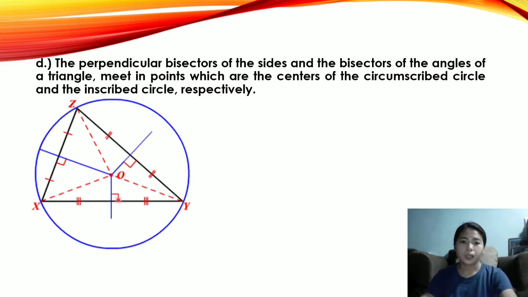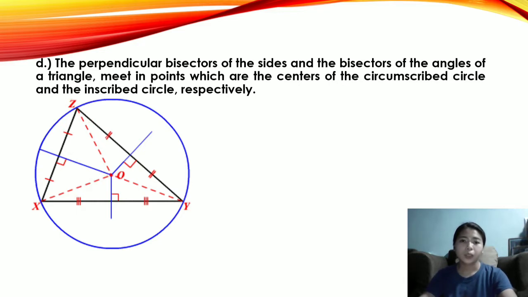So this is called the circumcenter. A point where three or more lines intersect is called a point of concurrency. So the circumcenter is the point of concurrency of perpendicular bisectors of a triangle. Here O is the circumcenter of triangle XYZ. So the circumcenter is equidistant from the vertices of the triangle. That is, XO is equal to YO is equal to ZO.